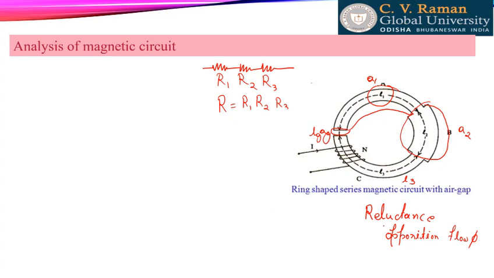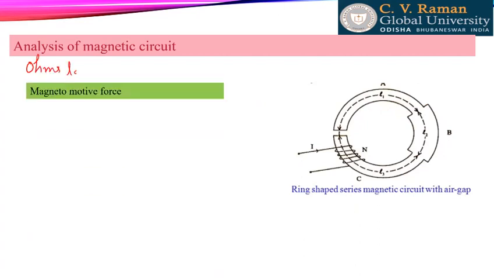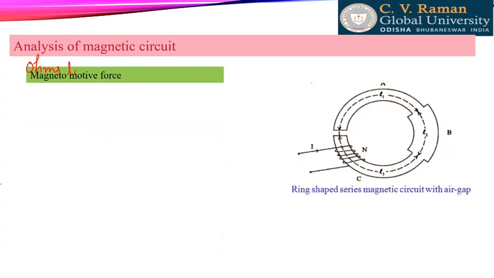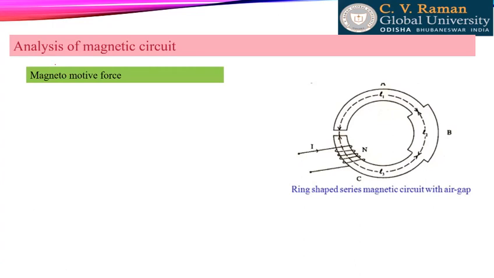Now let us study one basic rule, that is Ohm's law of magnetic circuit. To understand that, we know in our electrical circuit, Ohm's law is V equal to IR.